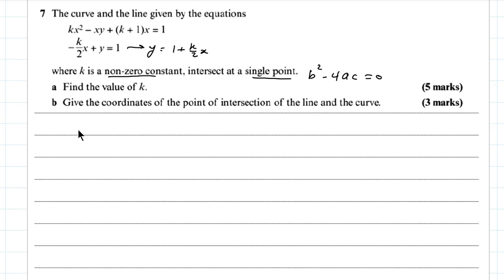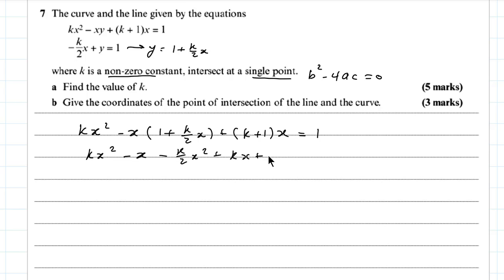Replace it with y here. So in the first equation, we can write kx squared minus x multiplied by y, which is (1 plus k over 2)x, and then plus (k plus 1)x equals 1. Expanding, kx squared minus x minus k over 2 x squared plus kx plus x equals 1.